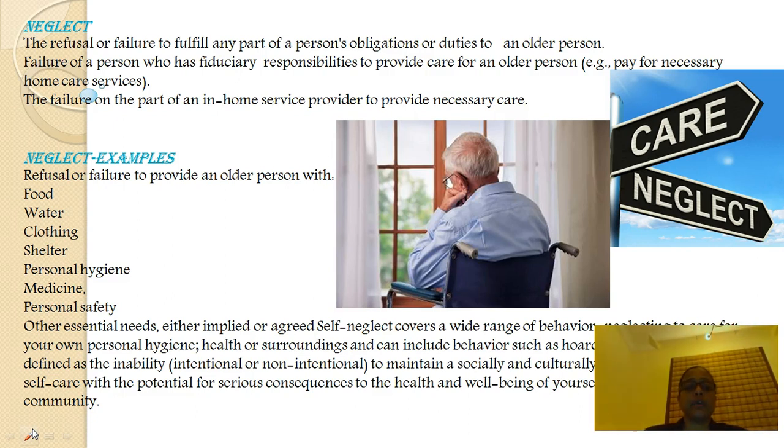Examples will be refusal or failure to provide an older person with food, water, clothing, shelter, personal hygiene, medicine, personal safety, and other essential needs, either implied or agreed. Self-neglect covers a wide range of behavior, neglecting to care for your own personal hygiene, health or surroundings, and can include behaviors such as hoarding.